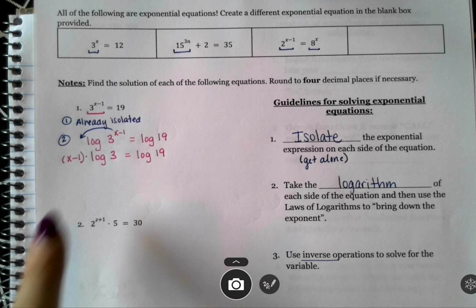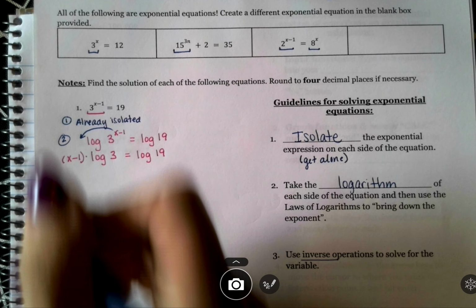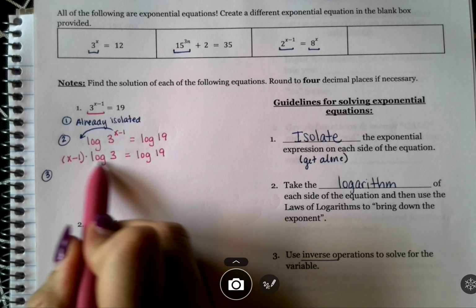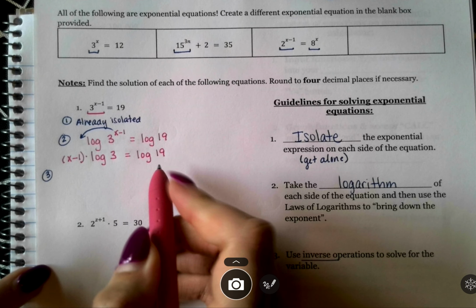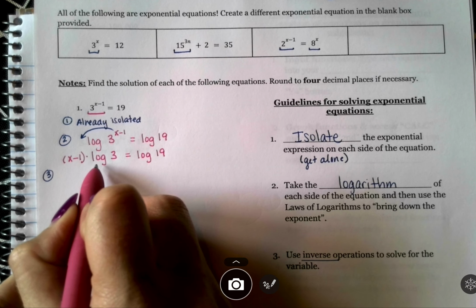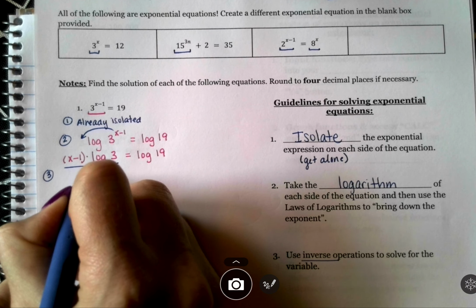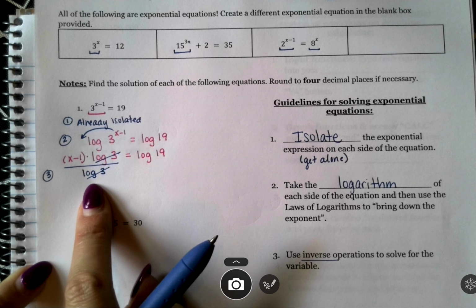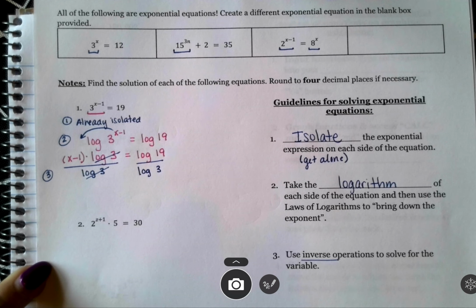So now that I have no exponents, I want to use my inverse operations to solve. So this is moving on to step 3. One thing I want to point out is if I have log of 3, this is just a number. Same thing with log of 19. This is also just a number. And so if I want to solve for x, I have to get rid of log of 3. To do that, I'm going to divide the entire side by log 3 so that these cancel. If I divide the left side by log of 3, I also have to divide the right side by log of 3.